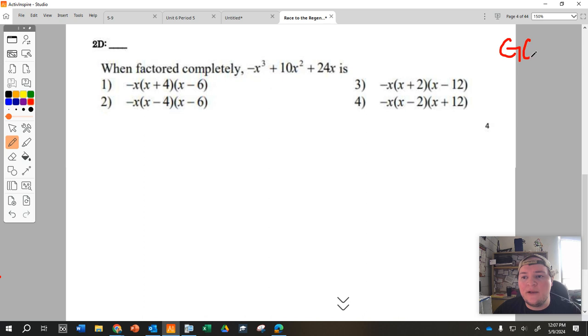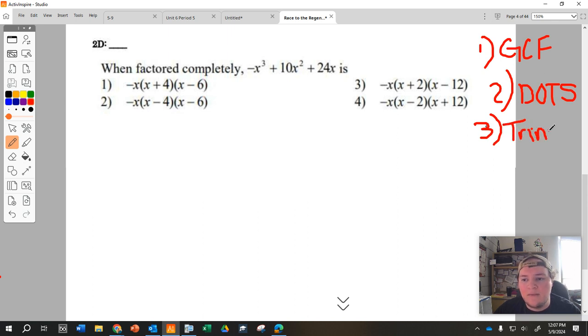So in the order that we learned them, we learned GCF first, and then there was difference of two squares, and then choice 3, number 3, was called trinomial method. Kind of sloppy, so trinomial. Okay, so factor completely means factor twice.